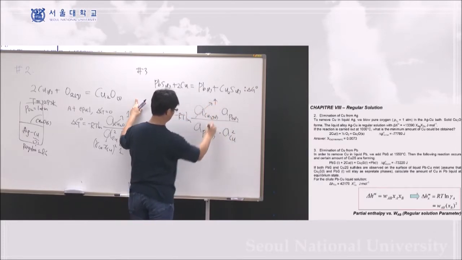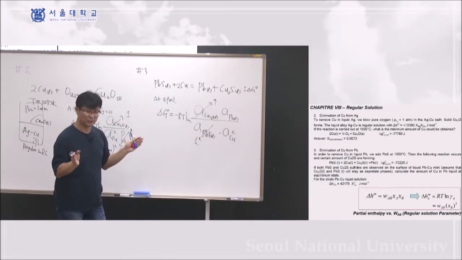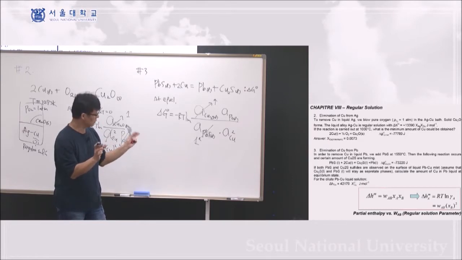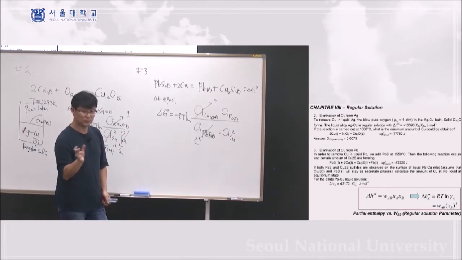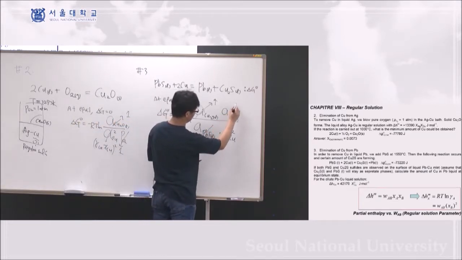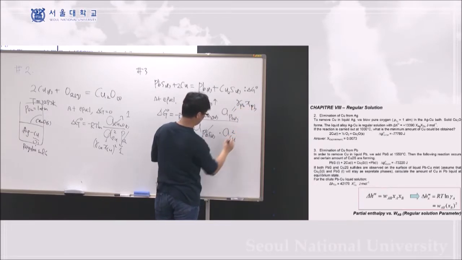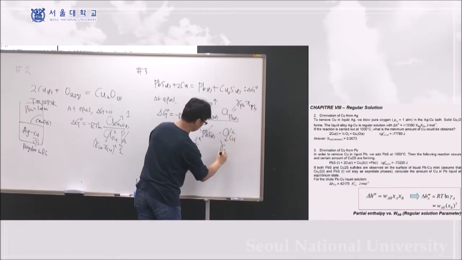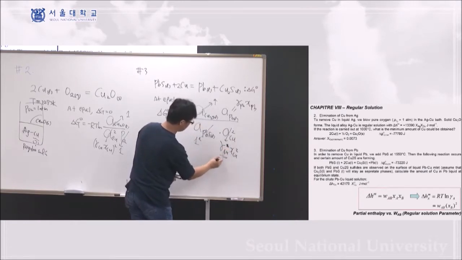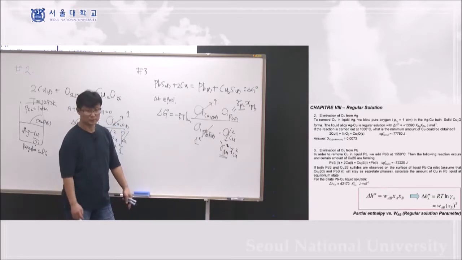and this is 1 because it exists as a separate liquid phase. So pure liquid Cu2S and pure PbS liquid phase. So activity equal to 1. And this one is now activity coefficient times mole fraction. And same thing, this is activity coefficient times mole fraction. And this one and this one can be calculated by the regular solution parameter.